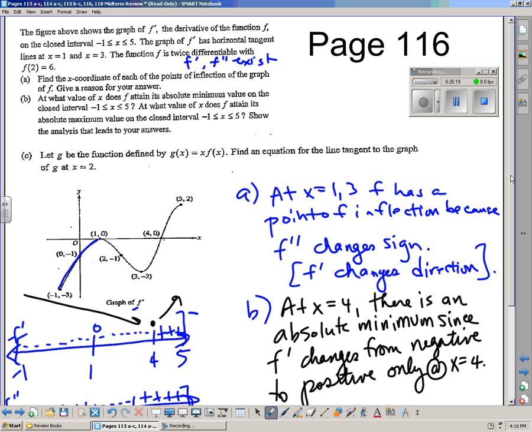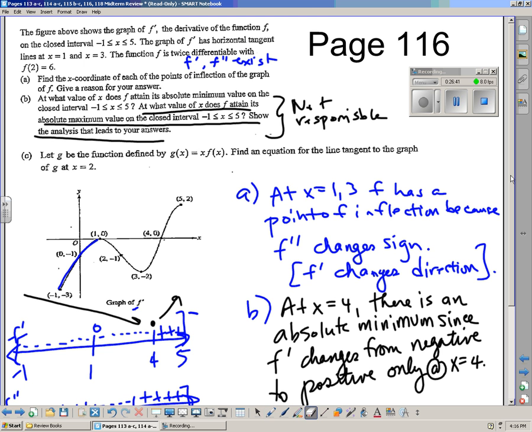Then it says, at what value of x does f attain its absolute maximum on the closed interval -1 to 5? This part right here, we have not done yet. So you are not responsible for this. But what you would be responsible for understanding, that's not how to spell responsible. Let's try again.